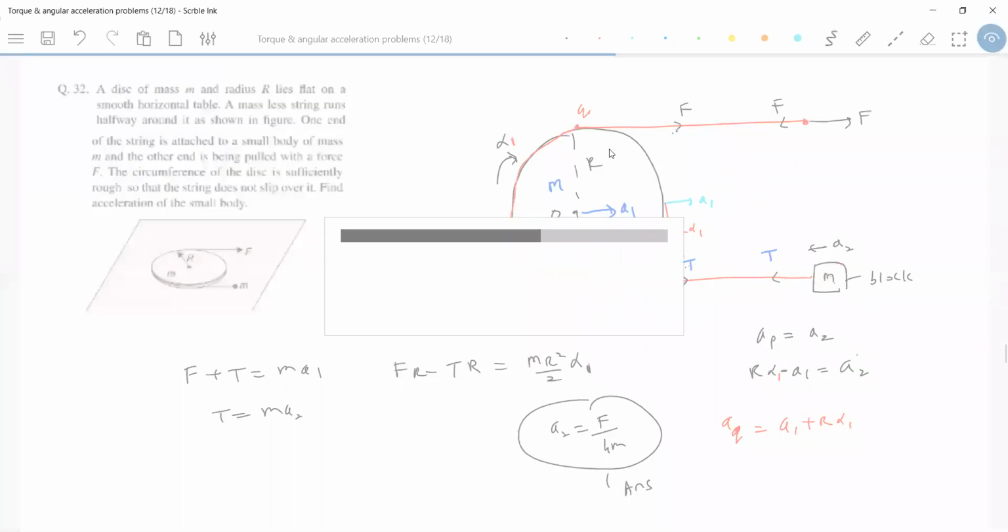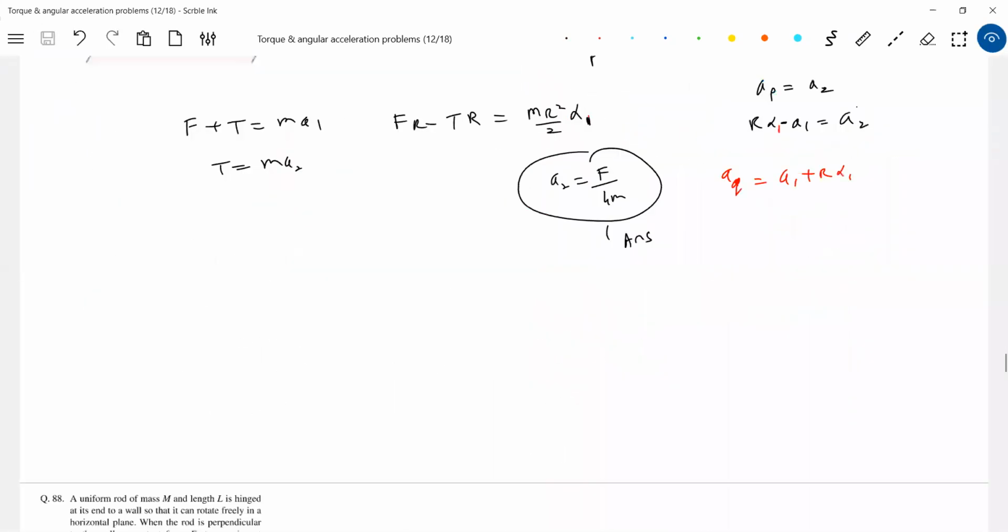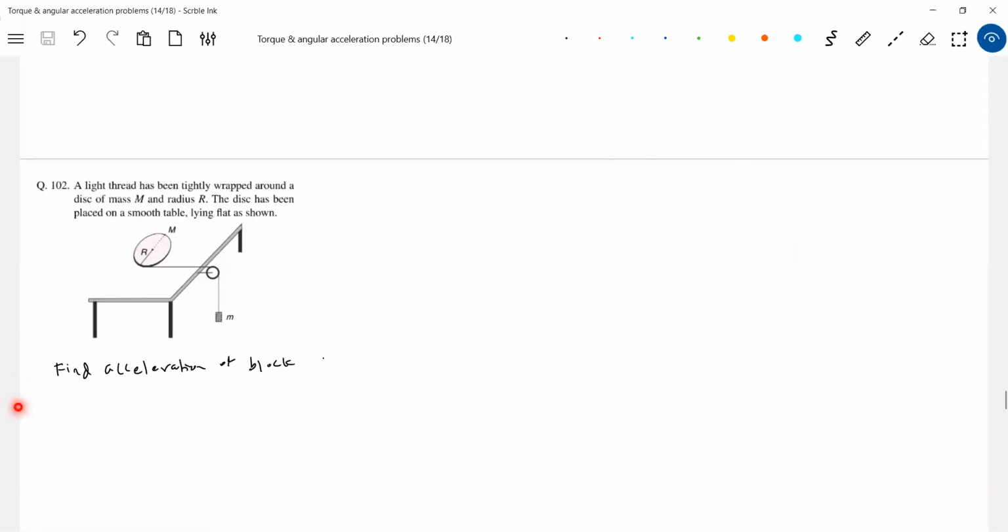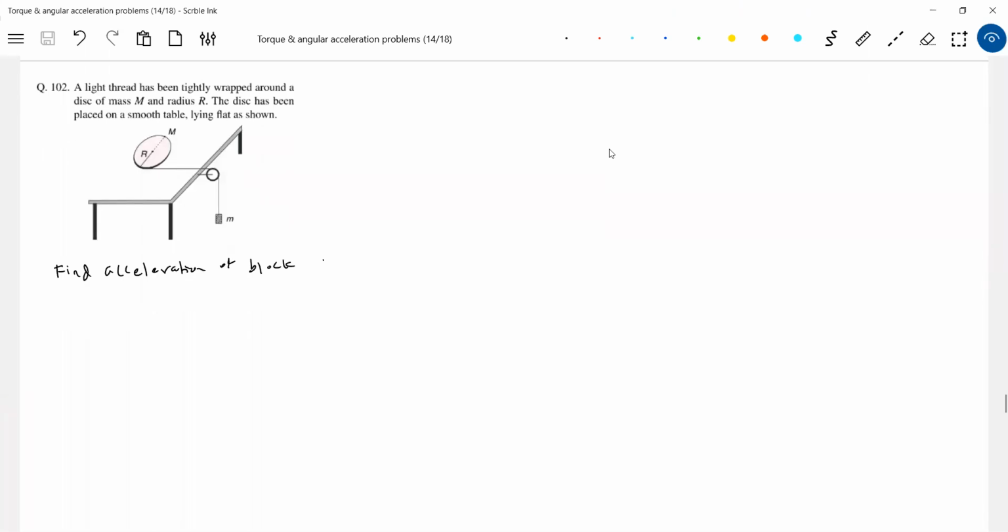Okay, now similarly one more. All these are small ideas. Because in books we just focused on the pulley being fixed, I'm bringing a sketch where the pulley is also mobile. A light thread has been tightly wrapped around a disk of mass M and radius r. The disk has been placed on a smooth table lying flat as shown. This is a disk, a similar idea to what I just discussed.